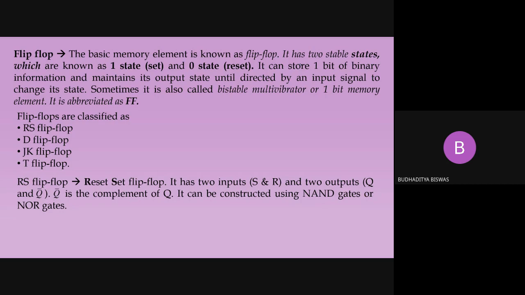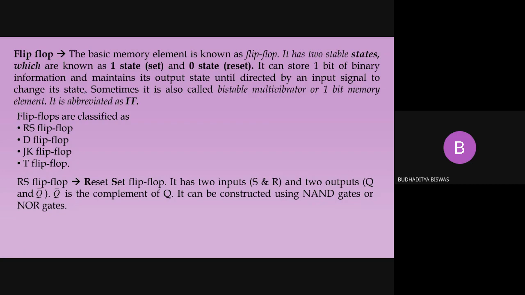So a flip-flop is nothing but the basic building block of a memory element. It has two stable states, so it is called a bistable device. It gives two outputs, one is 1 and another is 0. 1 means the flip-flop is set, and if the output of the flip-flop is 0, we can call it reset. It can store 1 bit of binary information and maintains its output state until directed by an input signal to change its state. As I mentioned, a flip-flop can hold the information for infinite time.